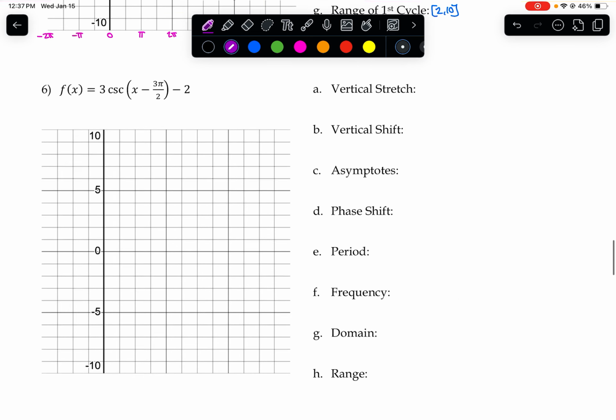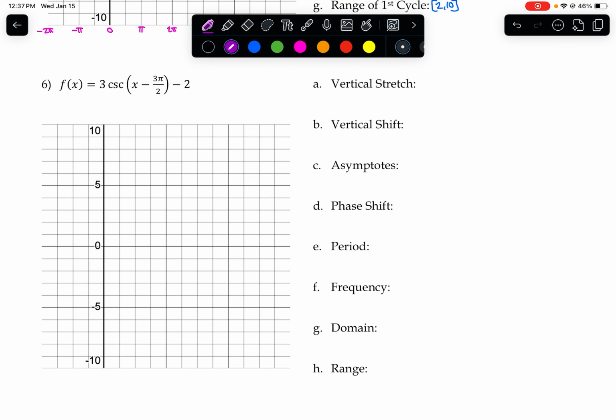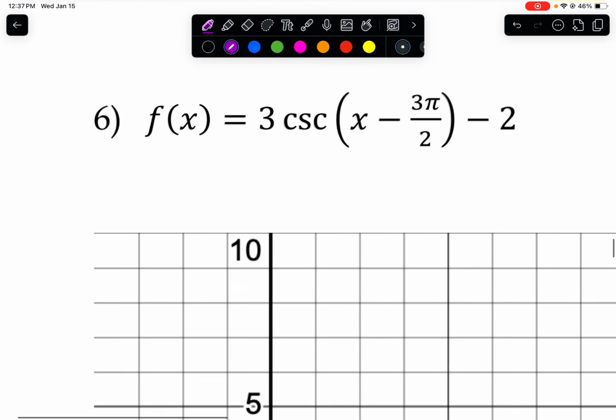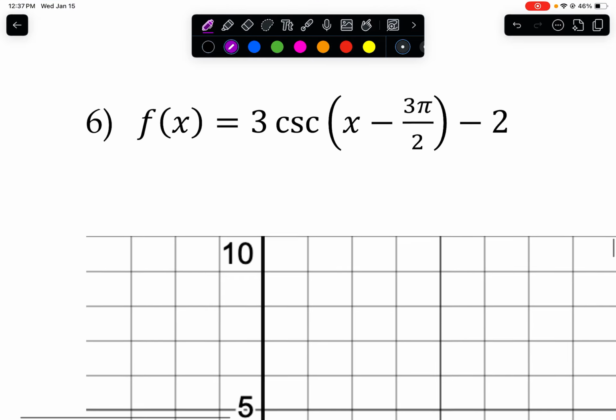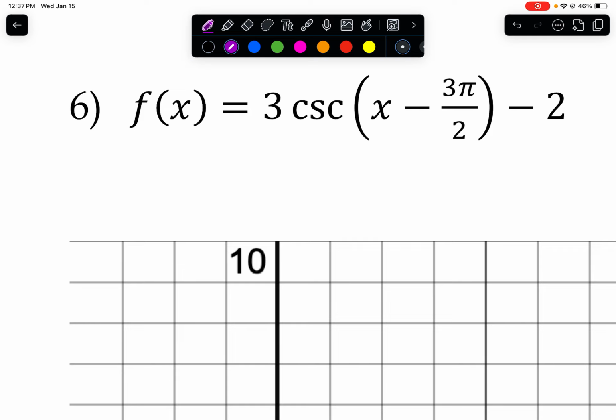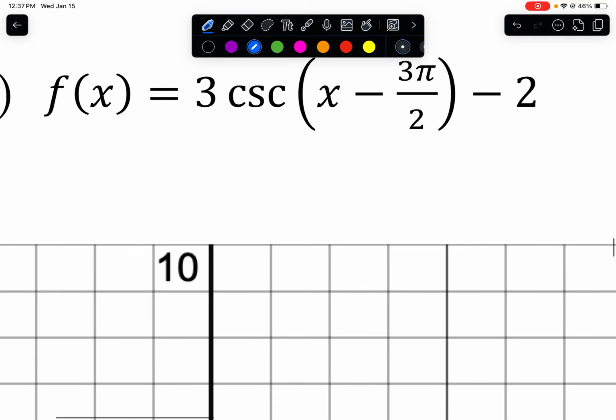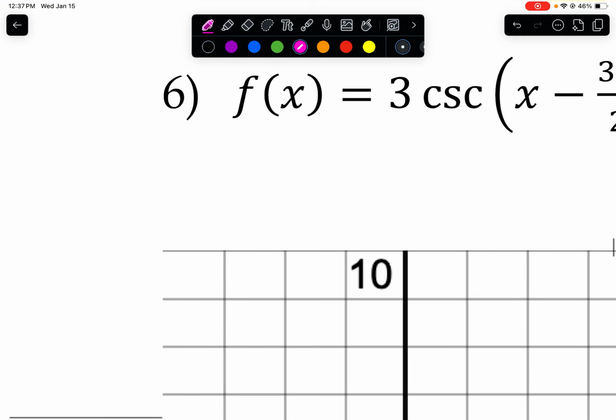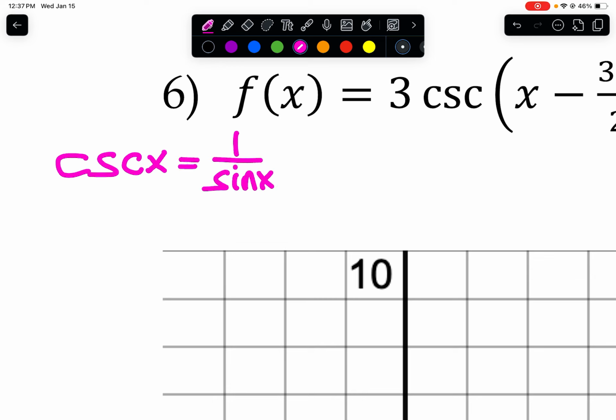All right, now we're going to move on to your cosecant graphs. So I know these can kind of be a little daunting, but they're not as terrible as they look. Yes, they are. Just kidding. All right, so what I want you guys to start off with is remember that cosecant is the same as 1 over sine of x.